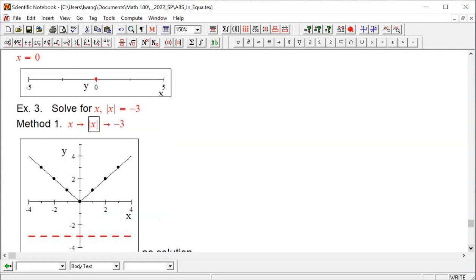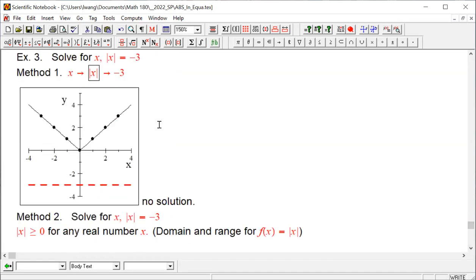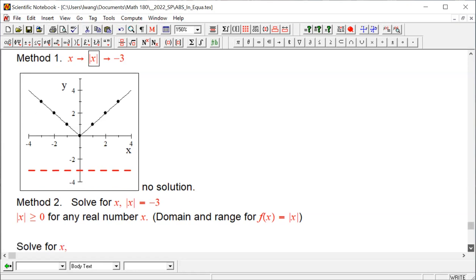The next one, example number 3. We know the output is -3, so we draw the horizontal line at -3. No touch, no solution. On the other hand, we have a very powerful tool for this. The absolute value of any number is at least 0. That means no number will make the absolute value equal -3. So this sentence turns out to be very, very powerful.